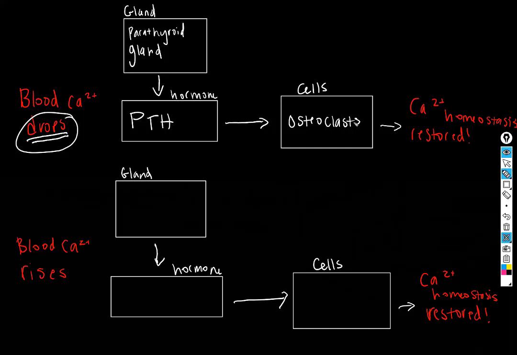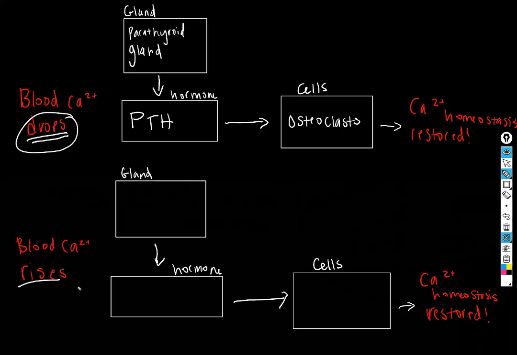So PTH is going to say, hey, osteoclasts, I need you to dissolve some of the bone so we can get calcium back into the blood. So let's go down here and look at the opposite situation. So what hormone would you expect to see released in response to blood calcium that was too high? Thyroid hormone? Nope, not quite. I'll give you guys a hint. This particular hormone tones down blood calcium.